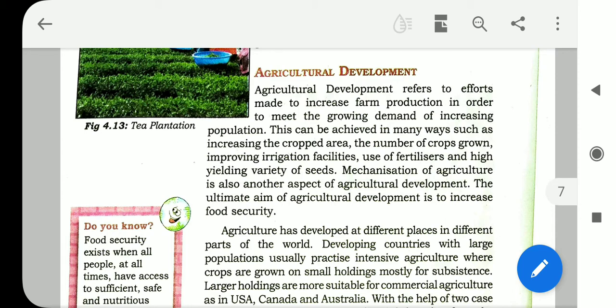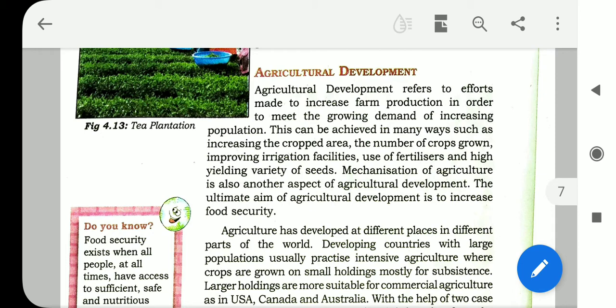This can be achieved in many ways, such as increasing the crop area, so the land area should be increased. Increasing the number of crops grown: in early days only a single crop was grown in a year, but to show agricultural development, two or three types of crops have to be grown in the same plot. Improving irrigation facilities instead of the manual irrigation system, so the irrigation system should be scientific.